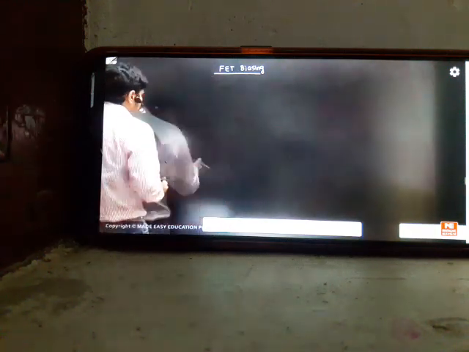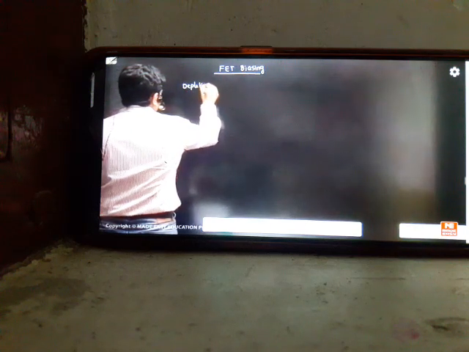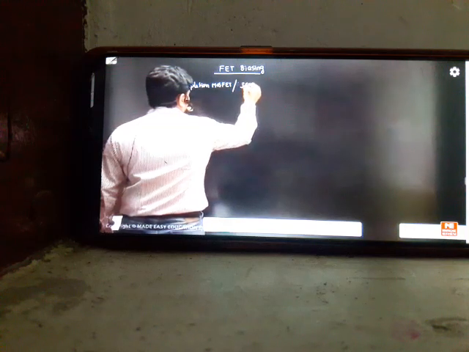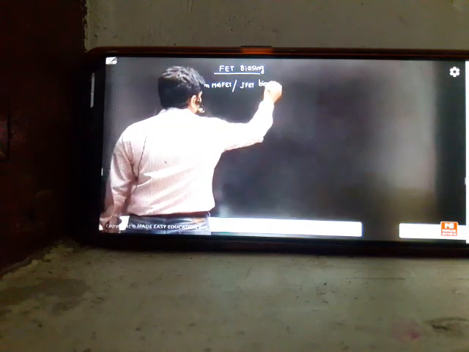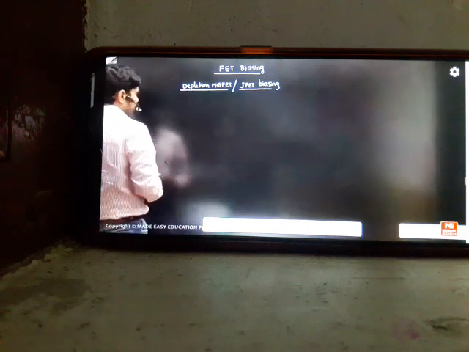Let's start biasing techniques. The first technique we are talking about is depletion MOSFET, otherwise JFET. For both of these, the biasing technique is the same. So if you study depletion MOSFET, you know how to solve JFET biasing. Both will have the same impact because both are under depletion mode.